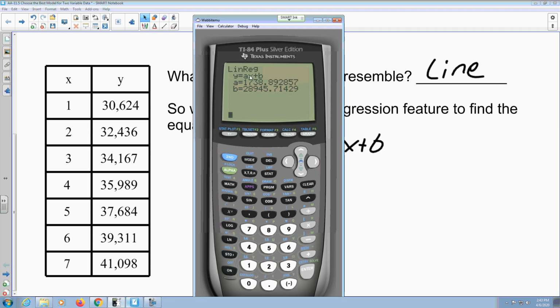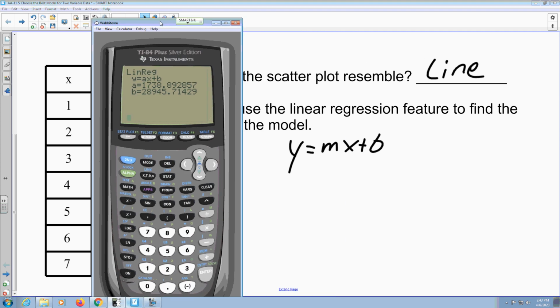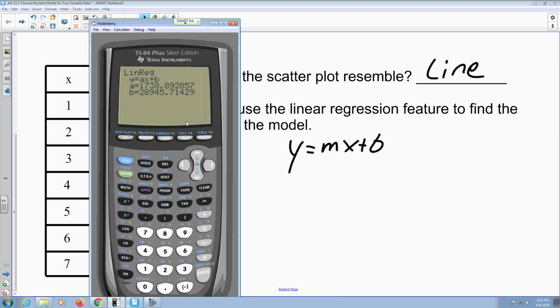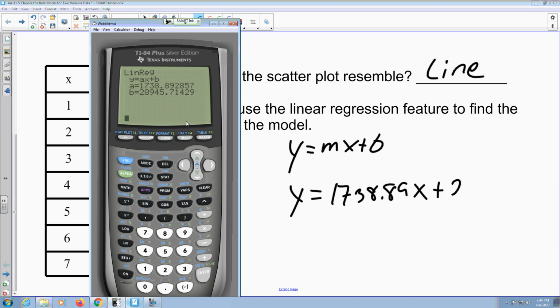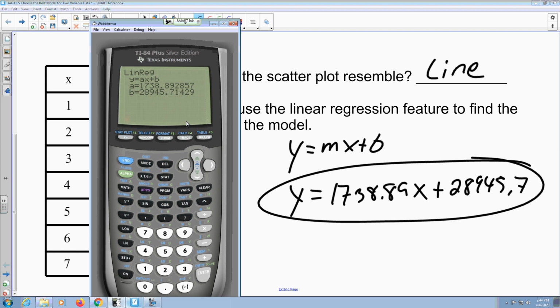What that did was create values for a and for b. If you look here, a is 1,738.89 and b is 28,945.71. So my equation is going to be y equals 1738.89x plus 28,945.7. And that's my equation.